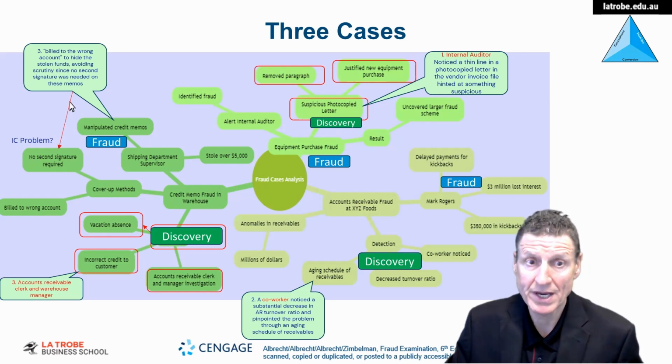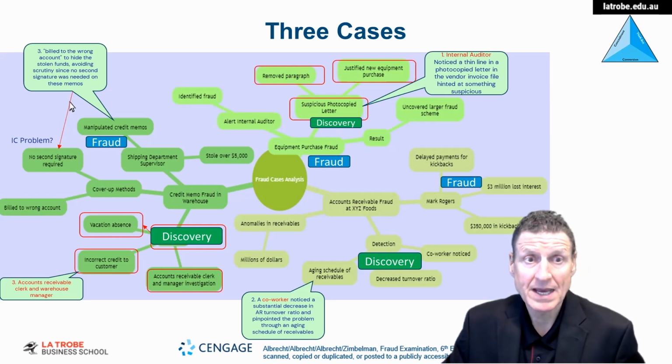So the co-worker noticed the decrease in the accounts receivable turnover. That is, accounts were not being collected as fast as they were being collected on average. Let's have a look at our third case and what symptom led to the fraud discovery.